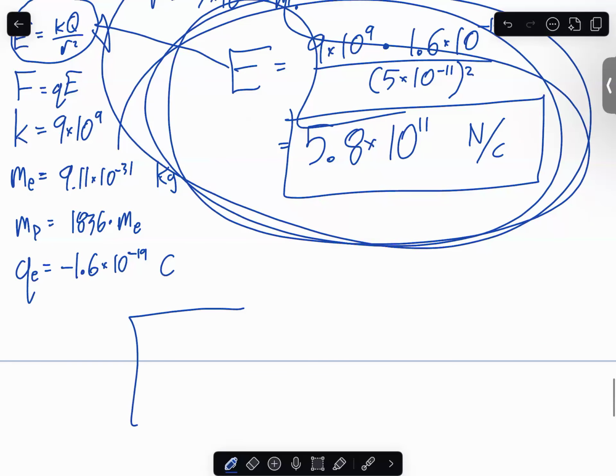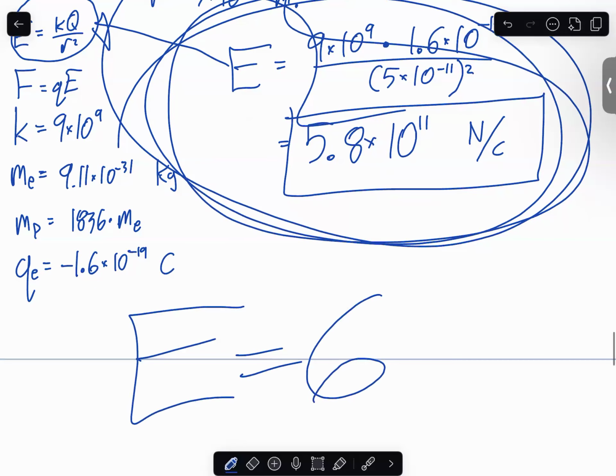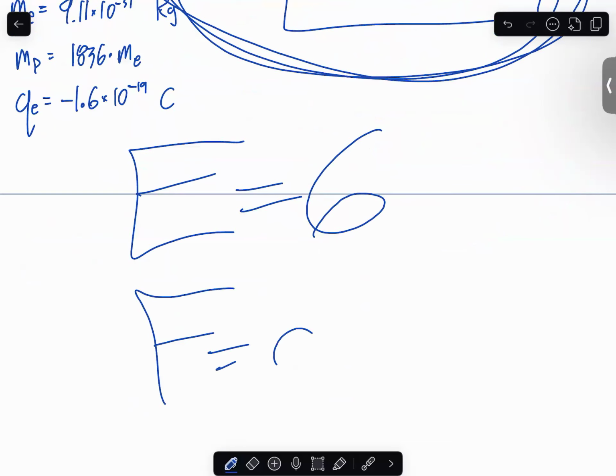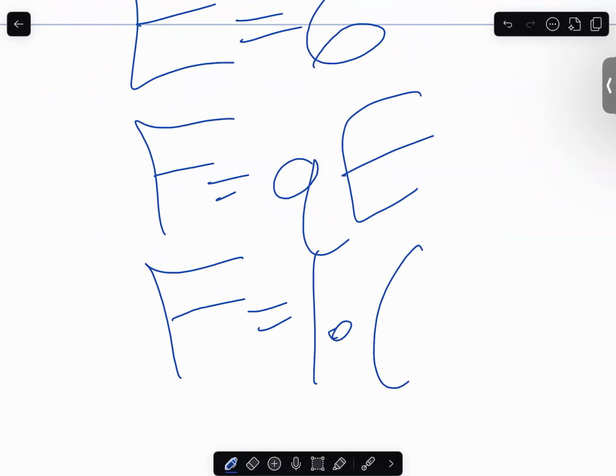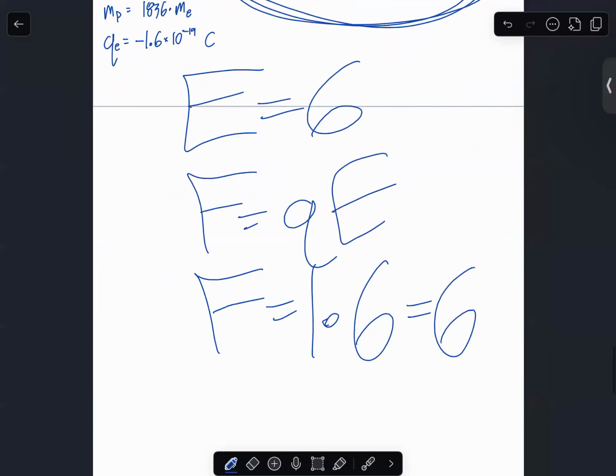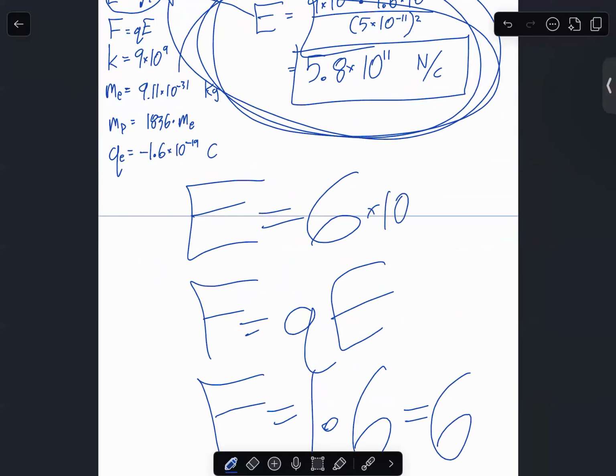If electric field is equal to 6 and force is equal to charge times electric field, then force equals 1 times 6 is 6. Well, let's see, it's actually 6 times 10 to the 11. It's the same number. That's what electric field means. Electric field tells you how many newtons 1 coulomb experiences. That's the whole point of it.